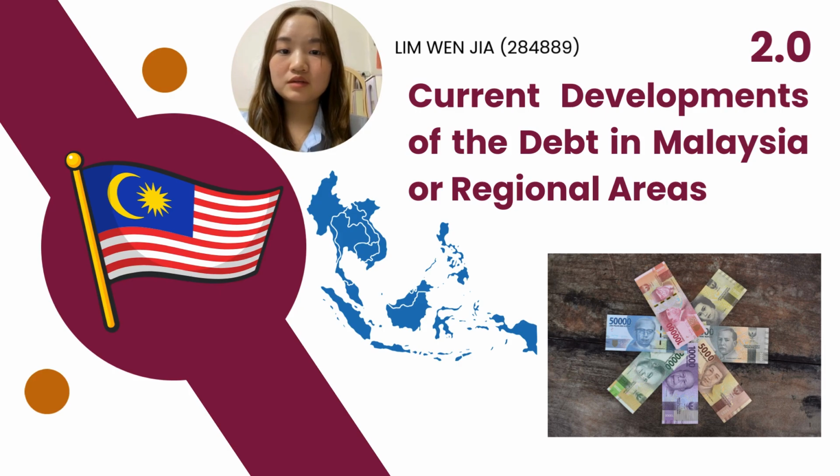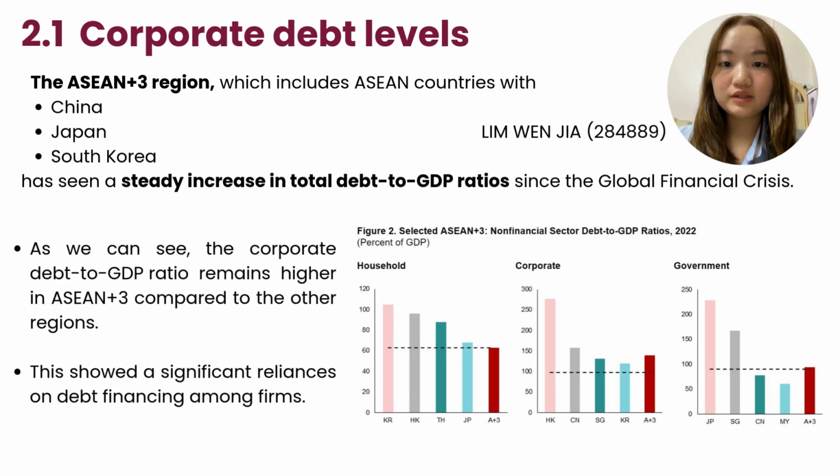2.0 Current development of the debt in Malaysia or the regional area. 2.1 Corporate debt level. The ASEAN+3 region includes the ASEAN countries together with China, Japan, and South Korea. These countries have seen a steady increase in the total debt to GDP ratio since the global financial crisis. As we can see, the corporate debt to GDP ratio remains higher in ASEAN+3 compared to other regions. This shows a significant reliance on debt financing among firms.